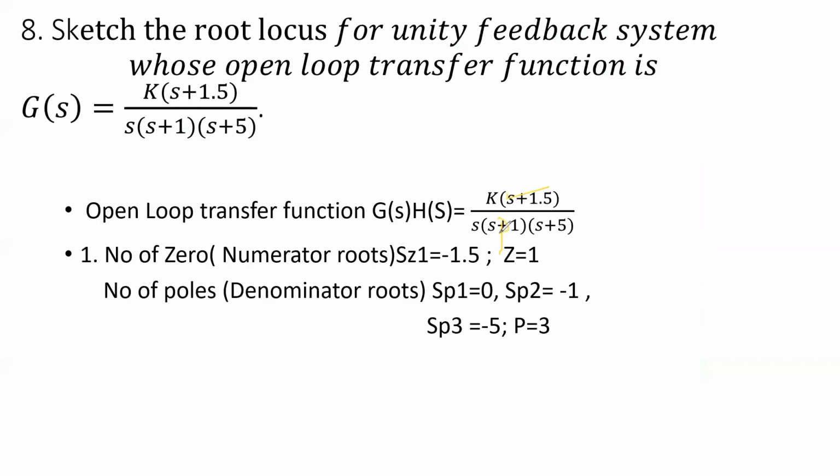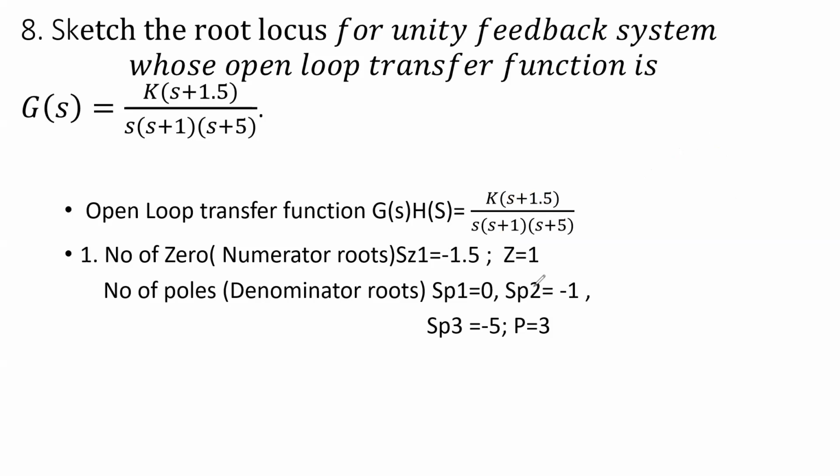The denominator will give poles. So we have poles from the denominator and zeros from the numerator. Poles and zeros are nothing but energy elements. How they behave we'll see next when we draw the Bode plot. Next, we have 1 zero at s equal to minus 1.5. Then we have 3 poles at 0, minus 1 and minus 5.